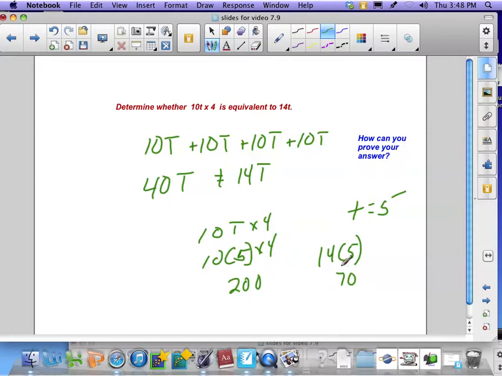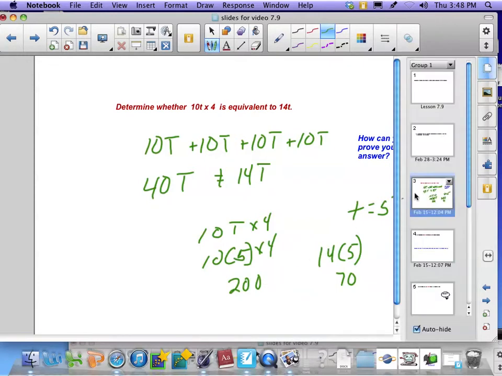So another way, if you're not sure if expressions are equivalent, you can pick a value, substitute it in, and then check and see if those numbers are equivalent. Okay, let's look at another example.